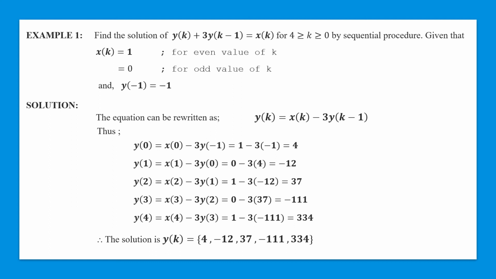As the range of k is 0 to maximum 4, in this example we are finding the value up to y4. If the range were 0 to, suppose, 6, then we would have to find the value up to y6. So in this way we find the values of y0, y1, y2, y3 and y4. So the solution of y(k) is 4, -12, 37, -111 and 334.